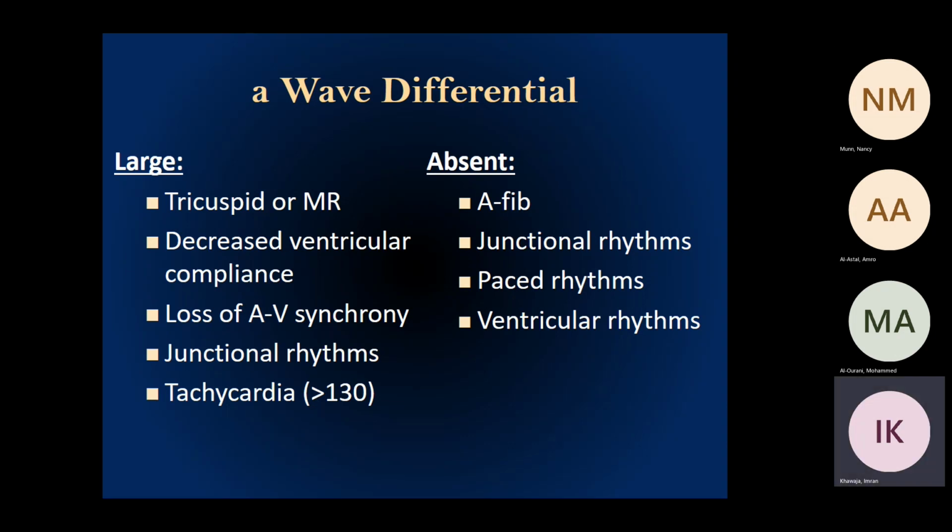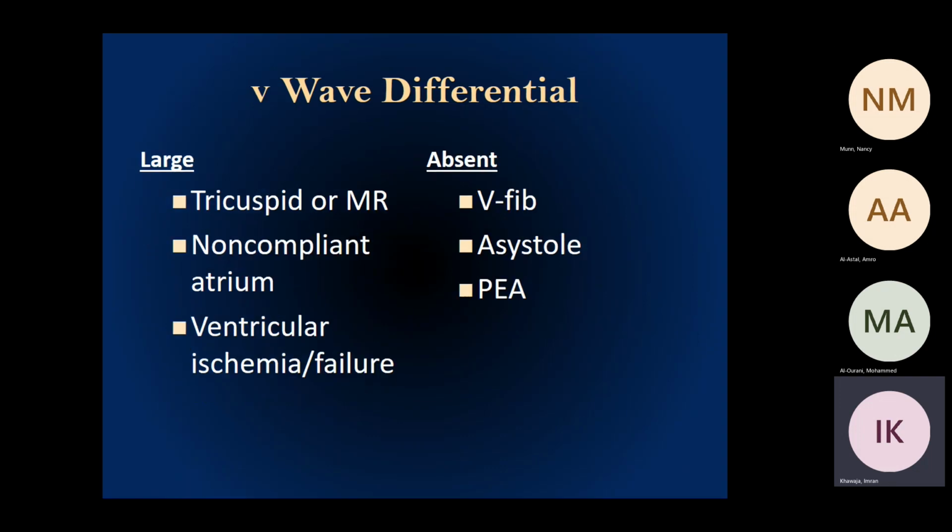So you can see large A waves. Patients with valve disease, tricuspid or mitral regurg, will produce large A waves, and sometimes it will fuse with the V wave. Or if patients have AV asynchrony or dyssynchrony, you'll see a giant waveform, like in junctional rhythm or in tachycardia. In AFib, of course, you don't see an atrial waveform, or if patients have paced rhythm or ventricular arrhythmia, you lose the A wave.